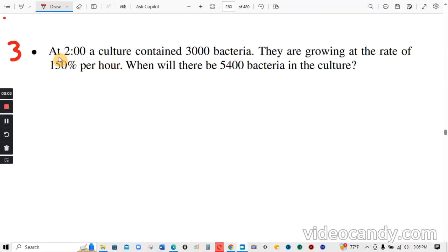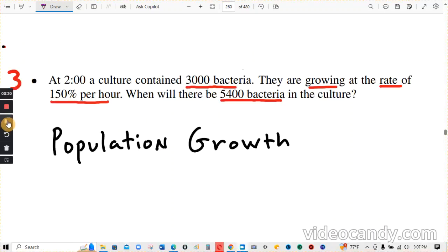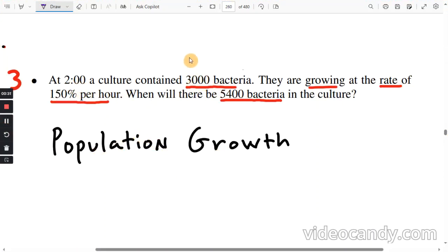All right, last one. It says at 2 o'clock, a culture contained 3,000 bacteria. They are growing at a rate of 150% per hour. When will there be 5,400 bacteria? All right, so once again, we have a population growth. So at 2 o'clock, the starting amount is 3,000. That's going to be your n sub 0. All right, and the rate is 150% per hour.